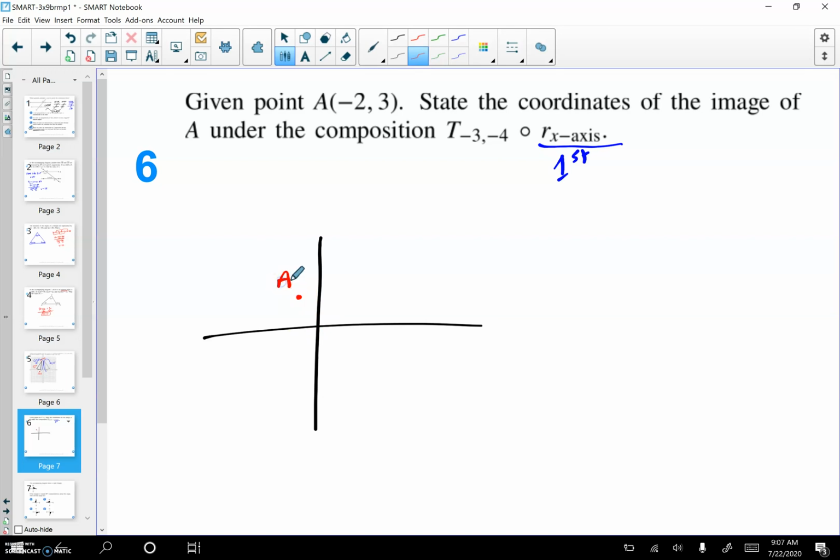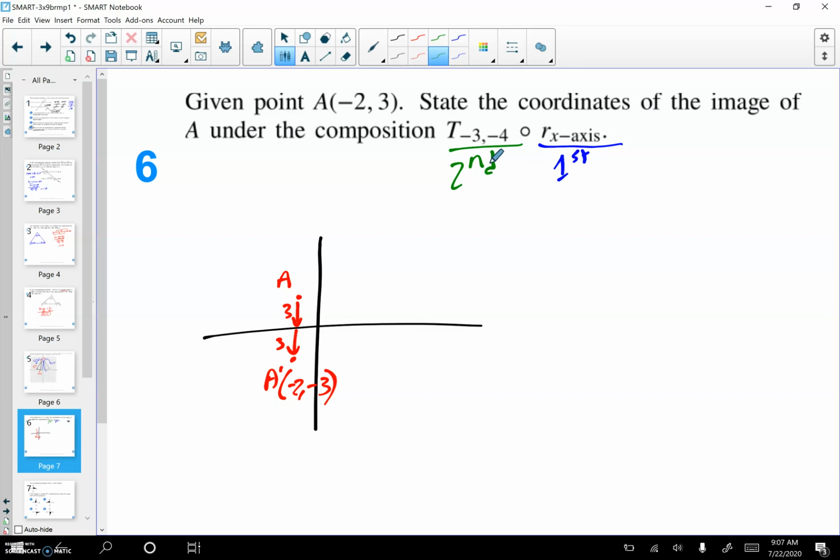We'll call that A. So if we were to reflect over the x-axis, we have to go down 3 and then down 3 again. So there's going to be A prime. And what's going to be the coordinates of that? Well, the x value didn't change, and that positive 3 became a negative 3. All right. So we reflected over the x-axis.